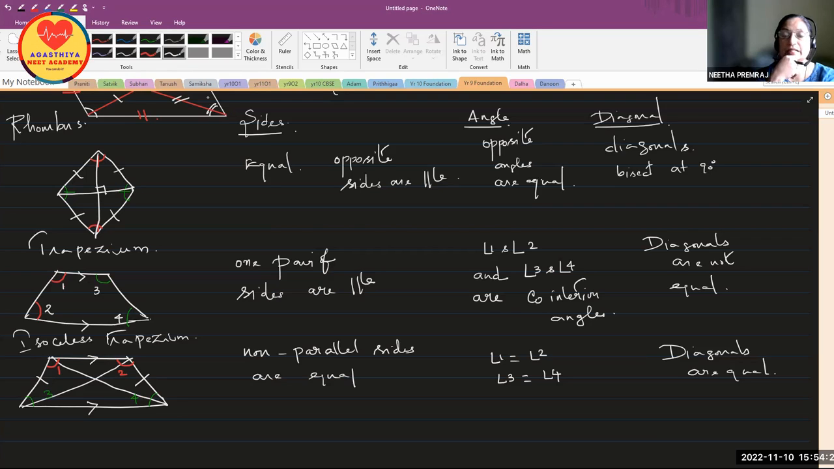Draw the figures neatly. Then only when you refer again, you can understand, okay? Copied? Okay.